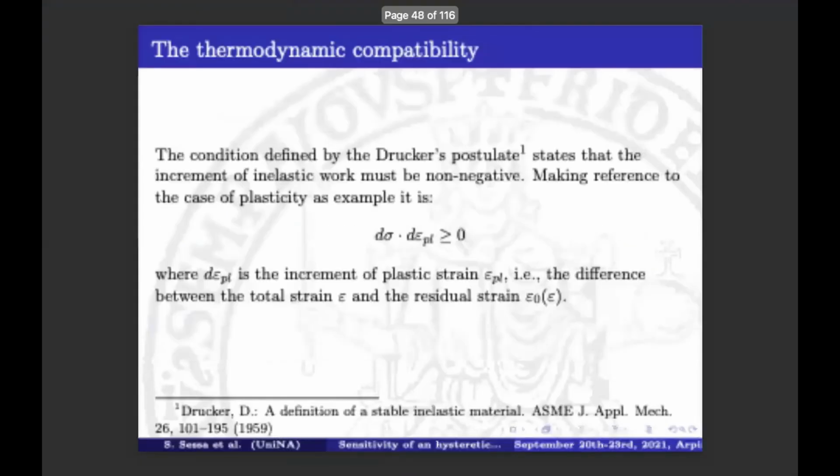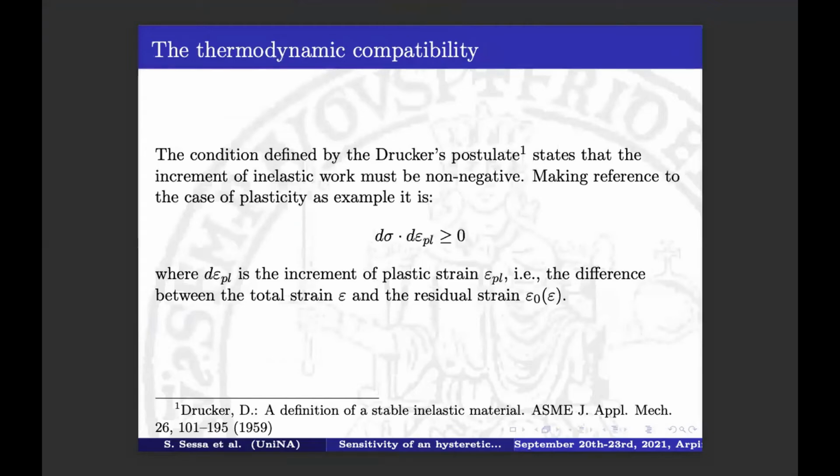Okay, so let's deal with thermodynamic compatibility. Thermodynamic compatibility for a phenomenological model, because this model is not yet variational, consists in Drucker's postulate, which states that the increment of inelastic work, that is the dissipated energy, must be non-negative. Making reference to the case of plasticity, just to fix ideas, this means that the scalar product between the stress rate and the plastic strain rate must be non-negative.